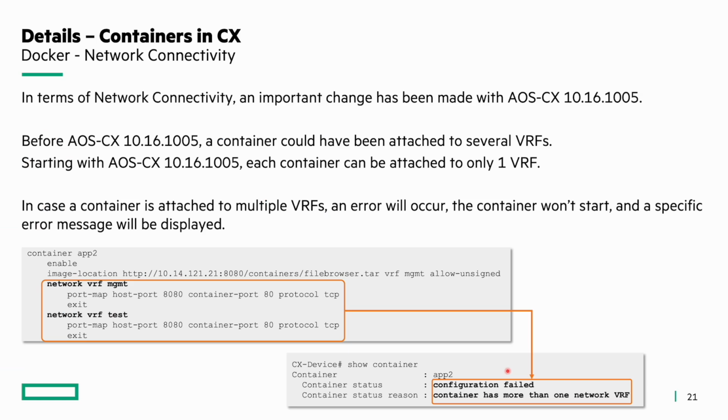In terms of network connectivity, an important change has been made with AOS-CX 10.16.1005. Before this release, a container could be attached to several VRFs. Starting with this new release, each container can be attached to only one VRF. So in case a container is attached to multiple VRFs, an error will occur, the container won't start, and a specific error message will be displayed. As you can see in that CLI snippet, the container app2 has been attached to two different VRFs, and in that case, the container status is set to configuration failed, and the reason is that the container has more than one network VRF.